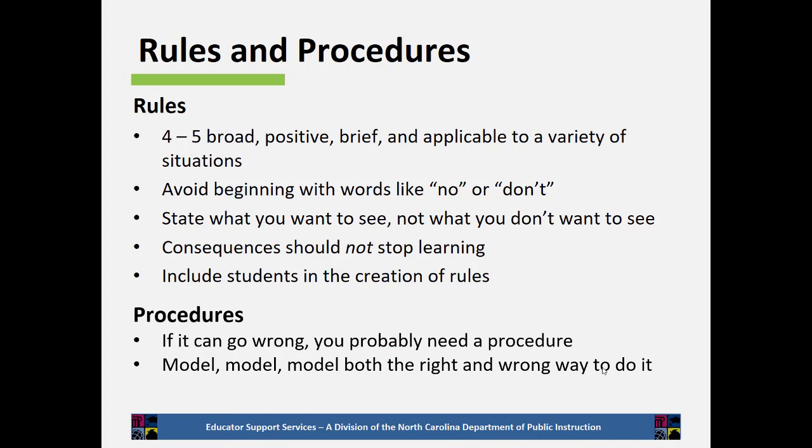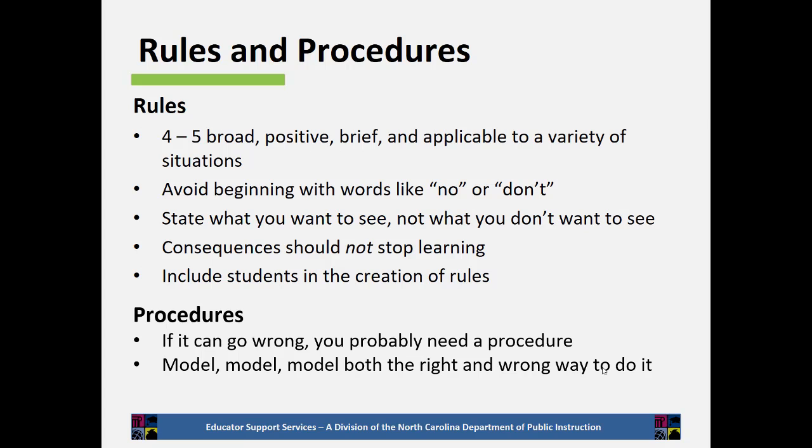Procedures. If it can go wrong, you probably need a procedure. Take time to think about all the possible things that could happen during your school day and ask yourself, do I need a procedure for this? Is there a possibility that something may go haywire? And if so, create a procedure.